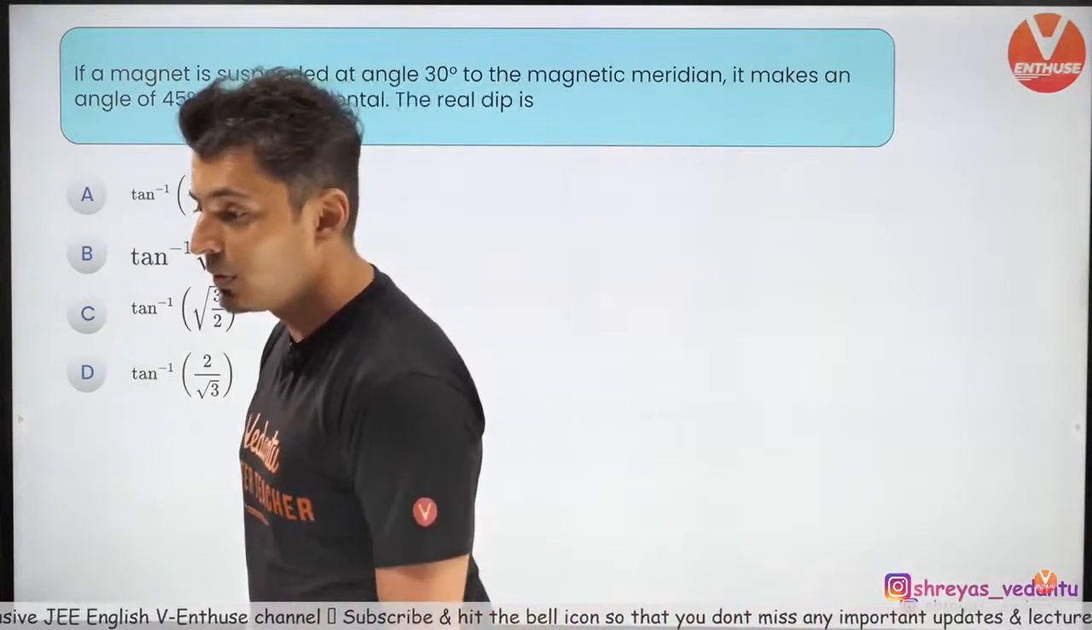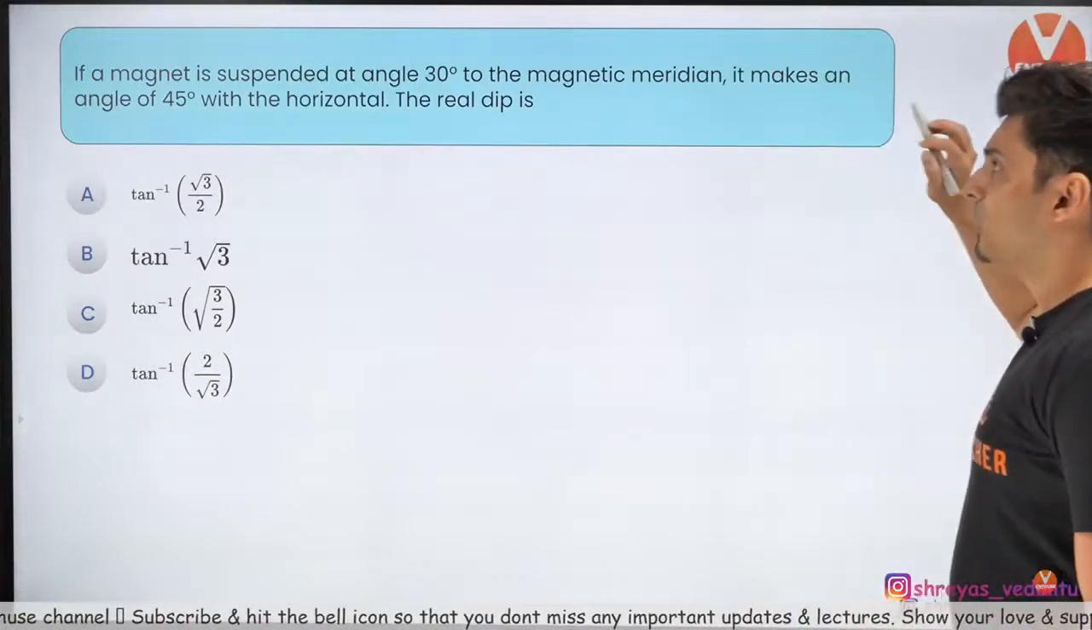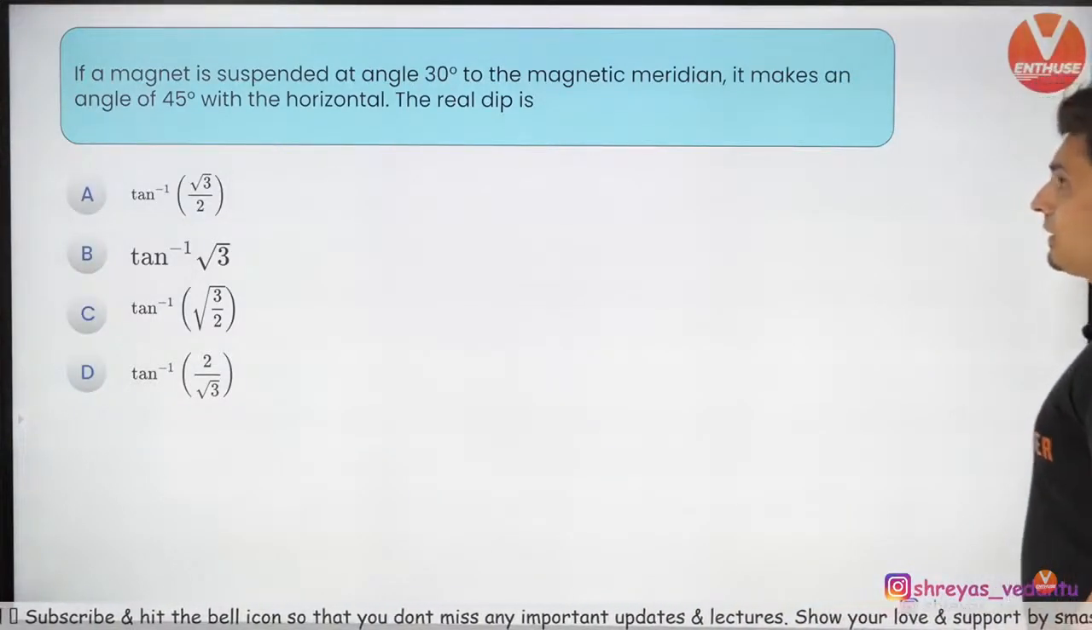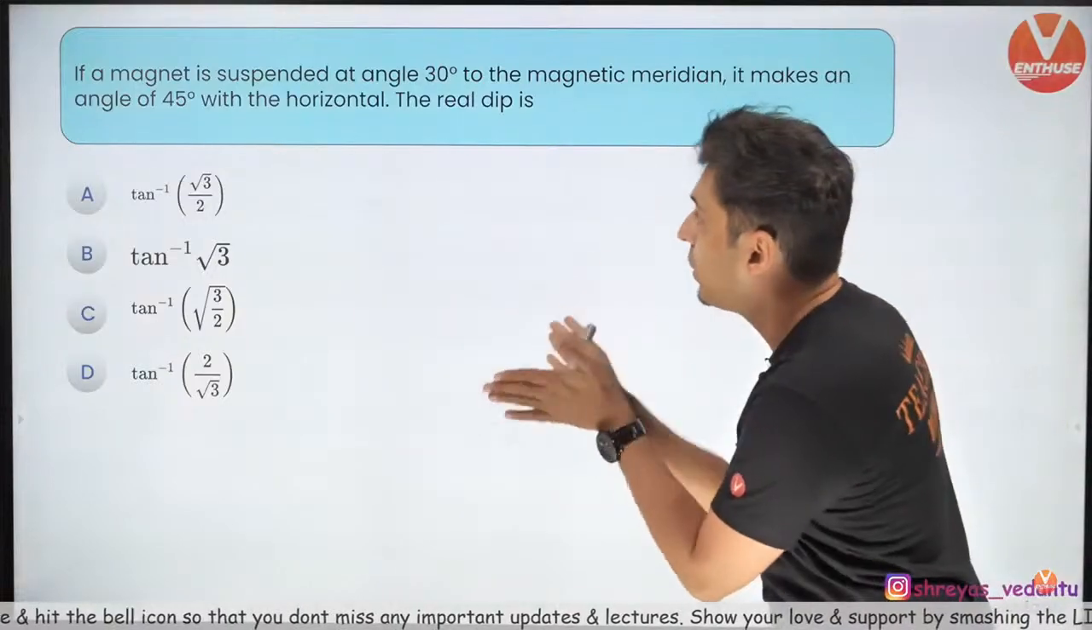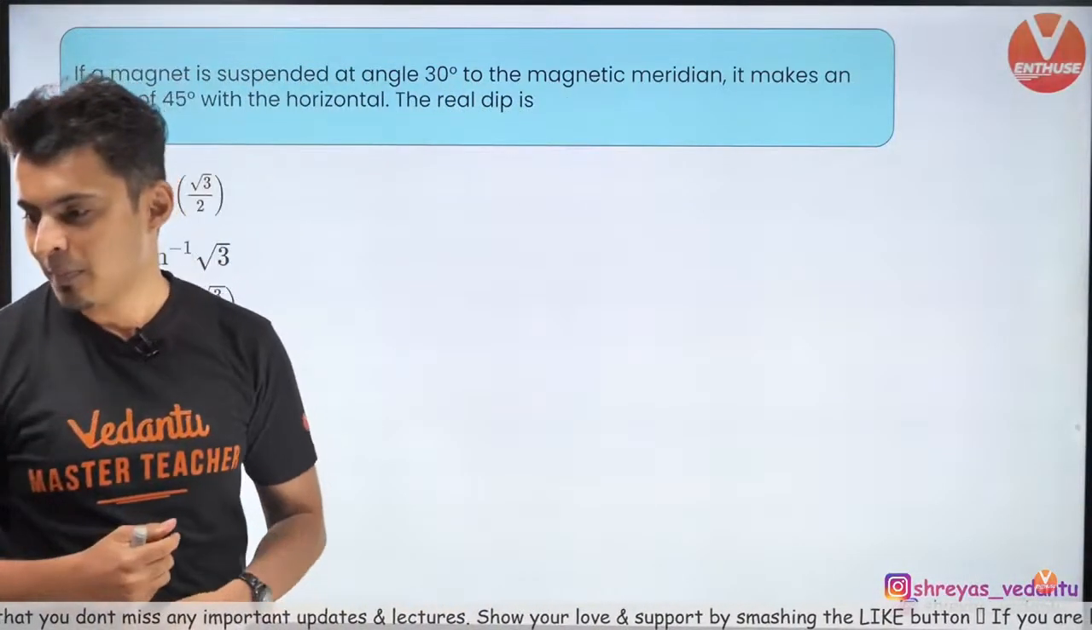Now this is going to be a slightly tricky question. A magnet is suspended at an angle of 30 to the magnetic meridian. It makes an angle of 45 with the horizontal. Then the actual dip is. This is a very interesting question.